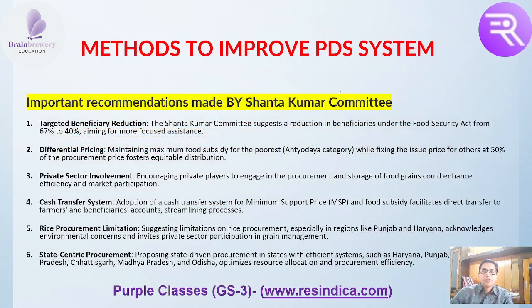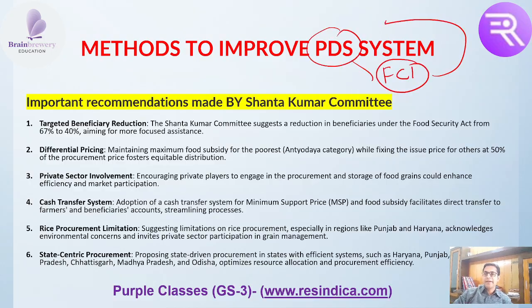Now, methods to improve the PDS which the Shanta Kumar committee has given. What the Shanta Kumar committee has said regarding the improvement of the PDS system, since it is related to FCI, FCI is helpful in maintaining the PDS system. So we should know that we have to target the beneficiary reduction, 67 to 40% target. So we have to especially focus on the people who need assistance. These below 40% people need more assistance.